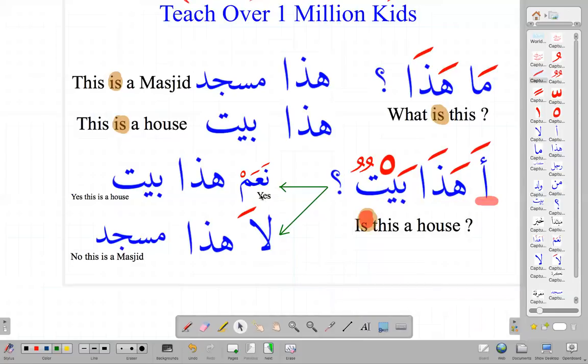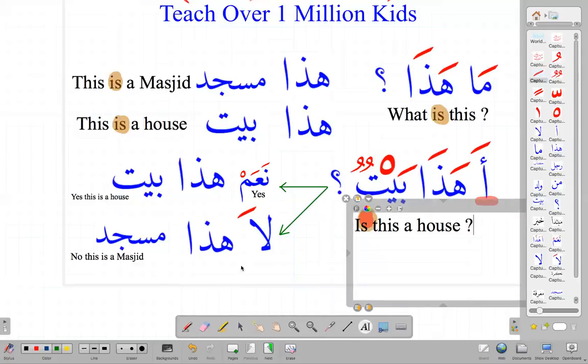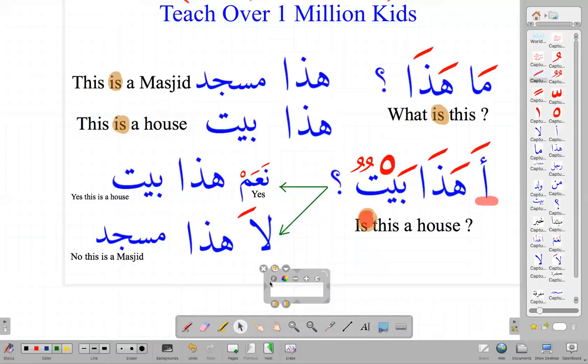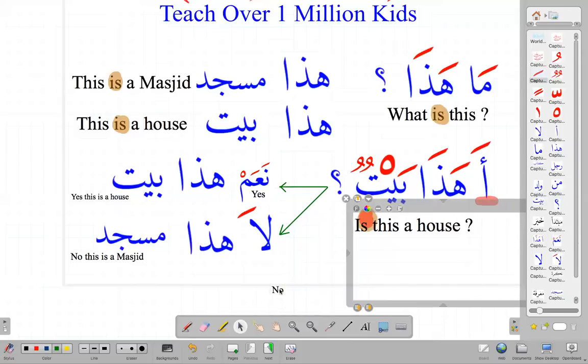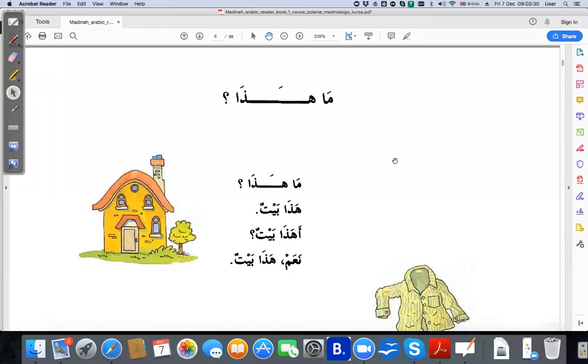Yes, this is a house, or we say no. No, and you give the right answer, yeah? No. Yes, this is a house. Naam, hada baytu. La, hada masjidun. No, this is a masjid. We go to our page, inshallah.